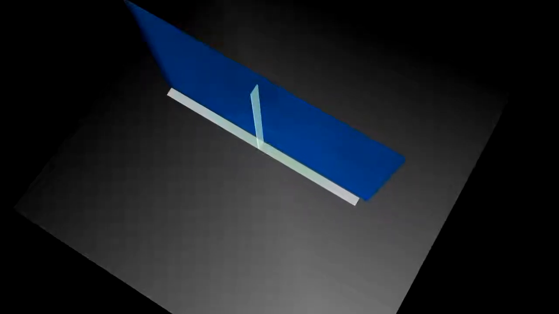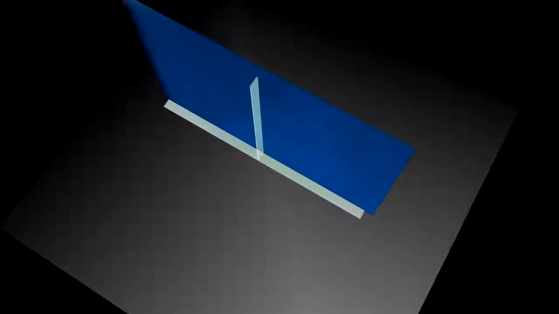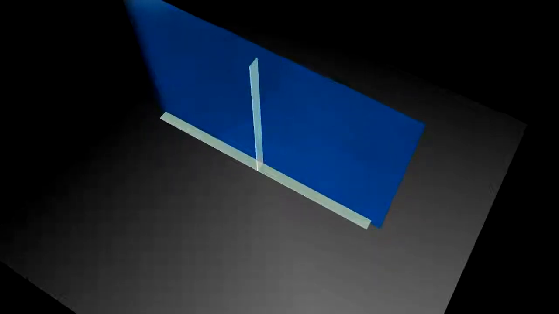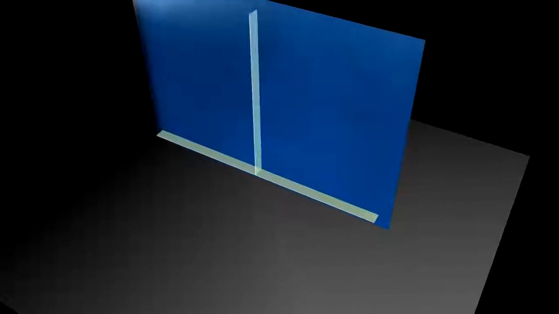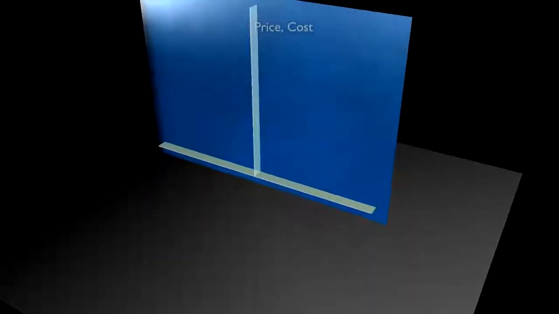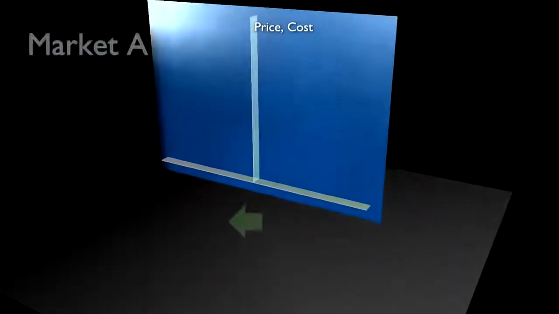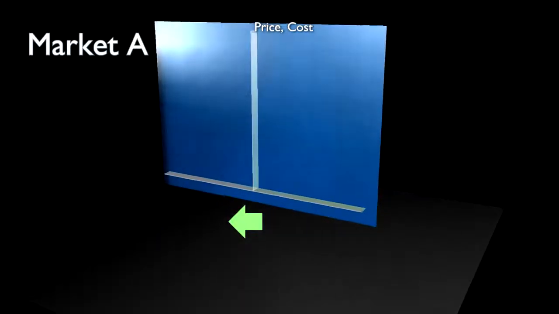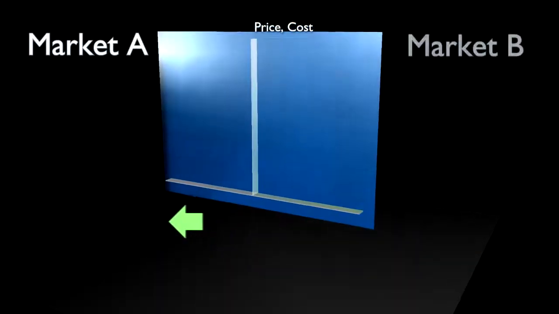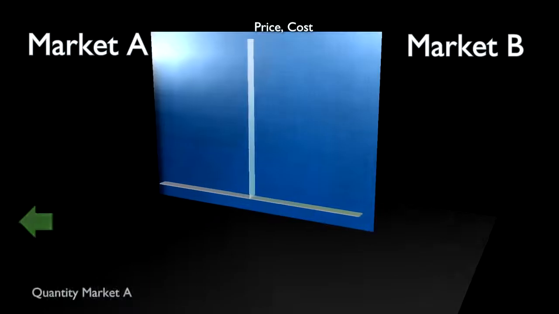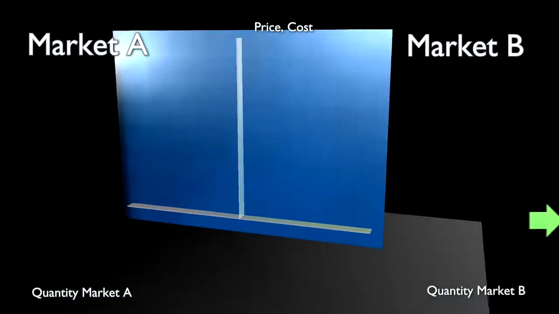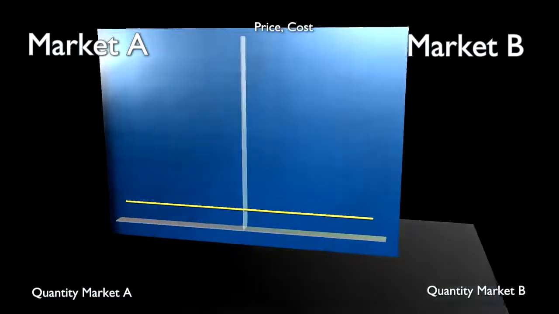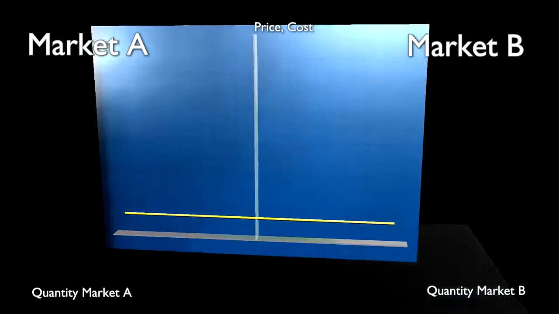Price discrimination can also be demonstrated diagrammatically using what we call the tent diagram. In this diagram, we're measuring price and output for two markets in different directions. In market A, we measure output from right to left, and in market B, we measure output left to right. Each market has the same costs of production, so we draw this as a horizontal line that reflects marginal costs.